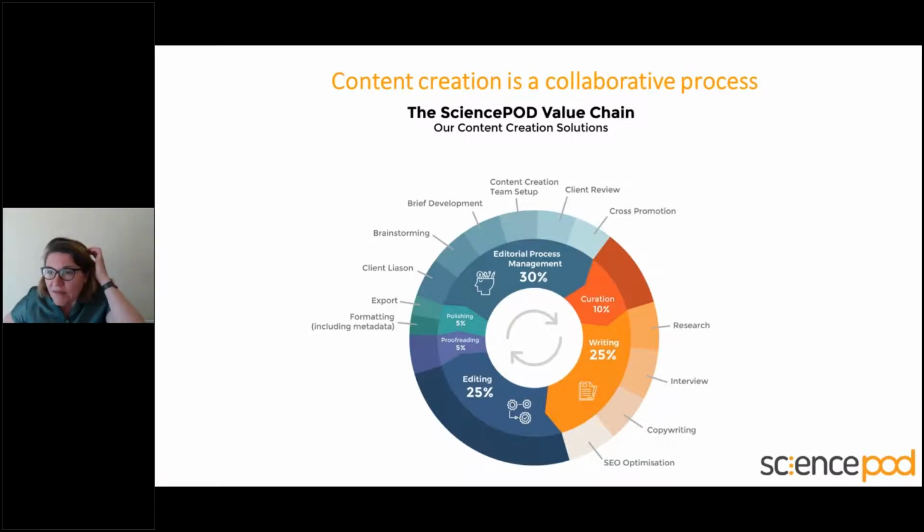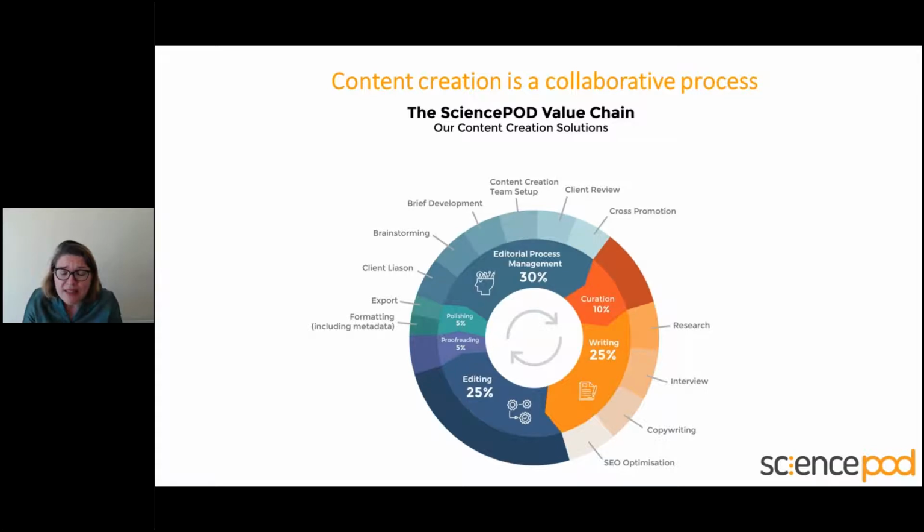Essentially what this shows is that 30% of the work is actually in editorial management of the entire process. It takes a lot of effort and brain waves to develop a brief that's consistent with the ideas you're trying to convey. And also when we work with publishers in particular, very often they have their own primary sources of content that our team would typically curate to find stories that are worth telling. So stories that are likely to be more attractive to wider audiences.